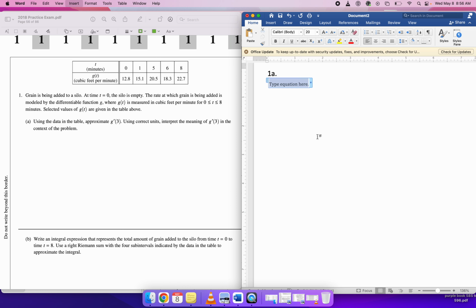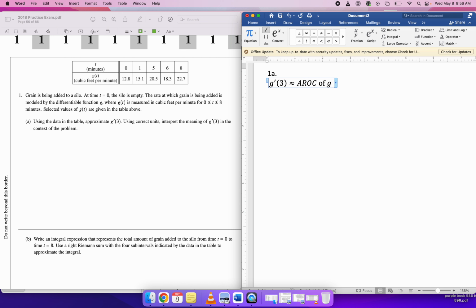Well, g prime of 3 is going to be approximately equal to the average rate of change of g over an interval containing 3. So the smallest interval containing 3 is the interval 1 to 5. So I'm going to compute the average rate of change over that interval. That would be g of 5 minus g of 1 divided by 5 minus 1. From the table, we can see that that's 20.5 minus 15.1.